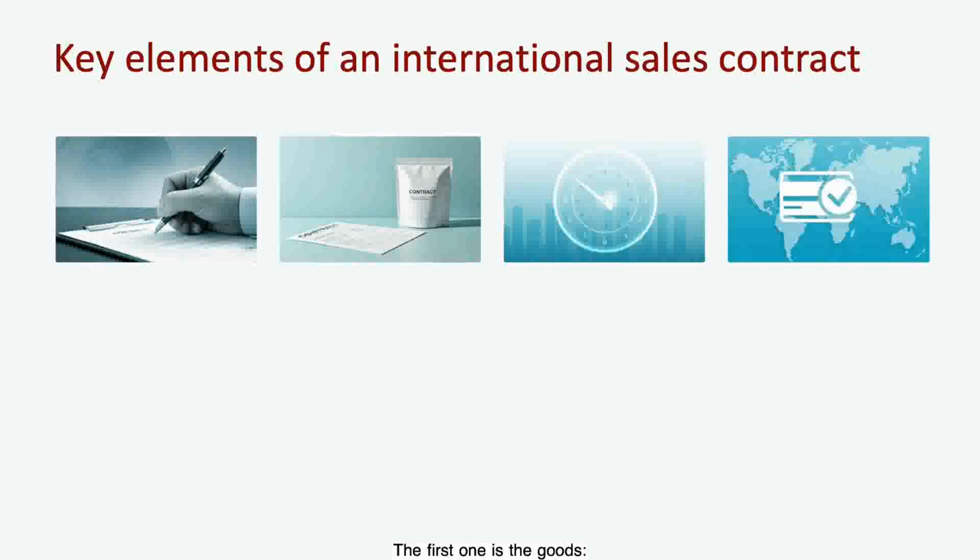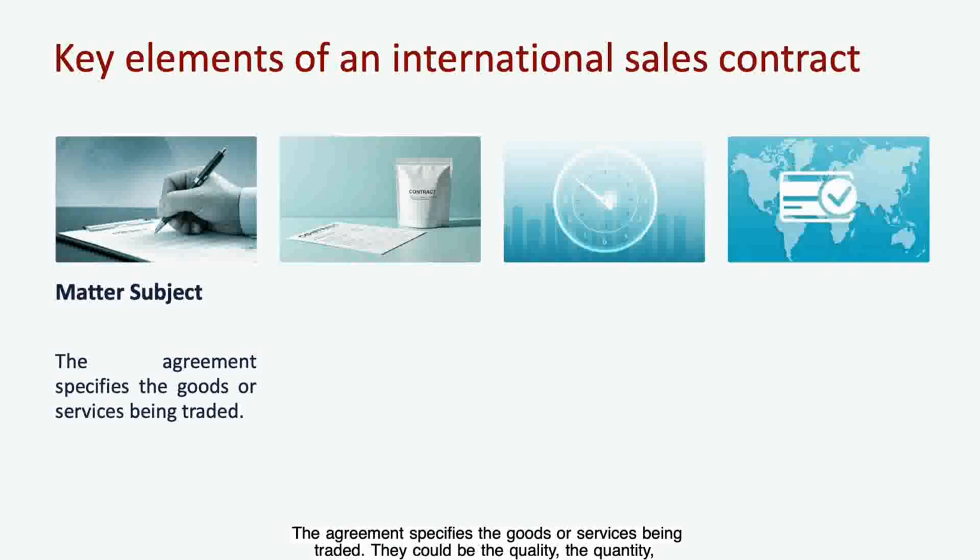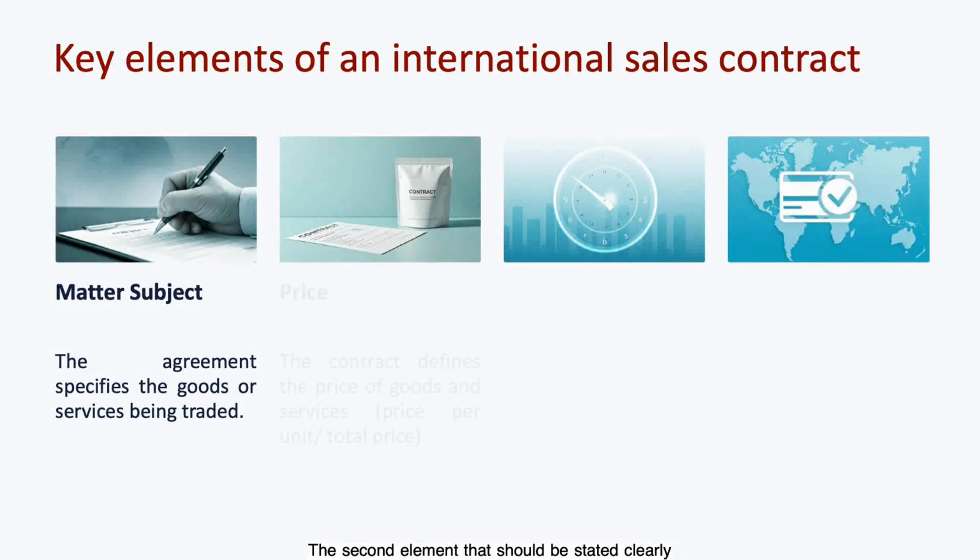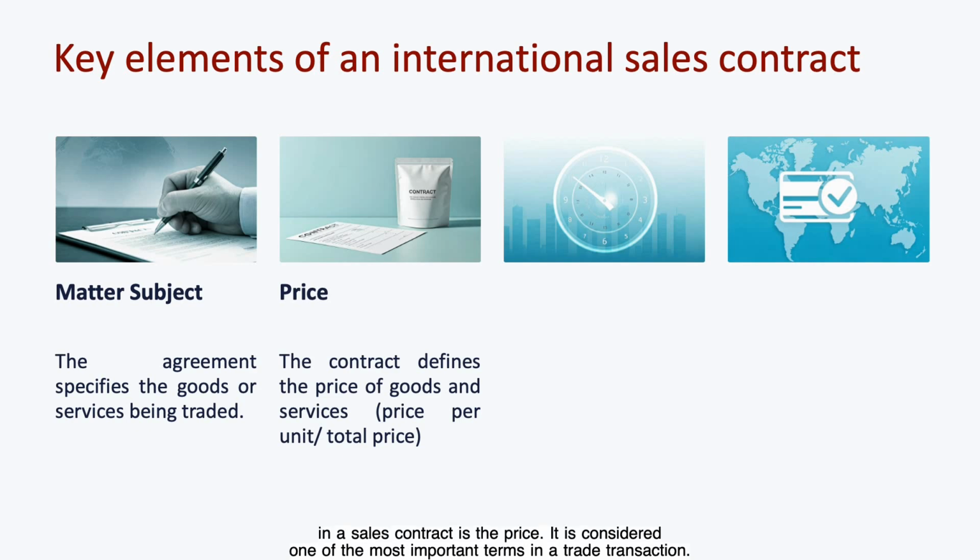The first one is the goods. The agreement specifies the goods or services being traded. They could be the quality, the quantity, the description of goods, the name of goods, etc. The second element that should be stated clearly in a sales contract is the price. It is considered one of the most important terms in a trade transaction. The contract defines the price of goods and services, including the unit price and total price, and the payment currency.